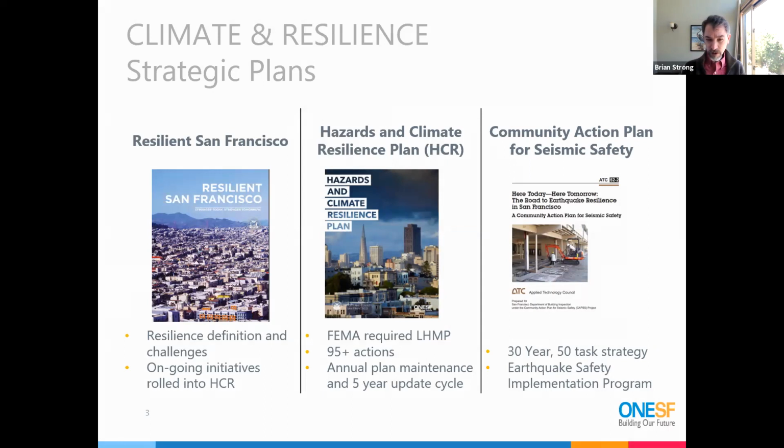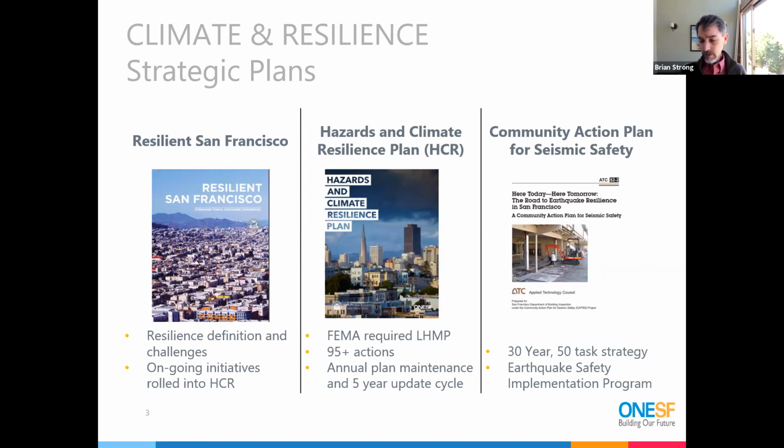One is that Resilient SF program I mentioned. It came out in 2016. The other is our Hazards and Climate Resilience Plan. This is really our local hazard mitigation plan, our LHMP. This relates to SB 379, and certainly we worked with the Governor's Office of Planning and Research and other folks on how to make this work, how to make sure we're including resilience and equity into our capital plan. And this is also feeding into a lot of the other planning work that's happening around the city. We have 97 strategies around how to make San Francisco more resilient that are identified in this plan that's FEMA required and updated every 5 years.